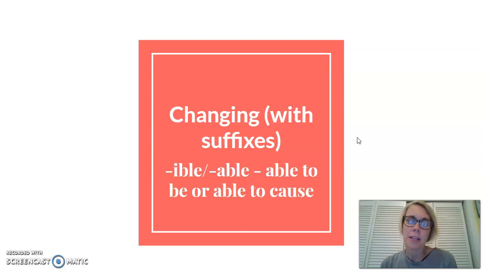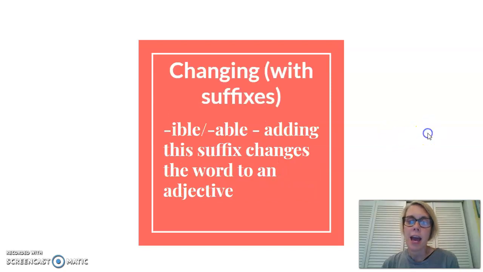The next part of this was the suffix -ible or -able. -Ible or -able means able to be or able to cause. Adding -ible or -able to a word changes it to an adjective. So if you say the word laugh and then you add -able to it, it makes it laughable. That is an adjective that describes something.